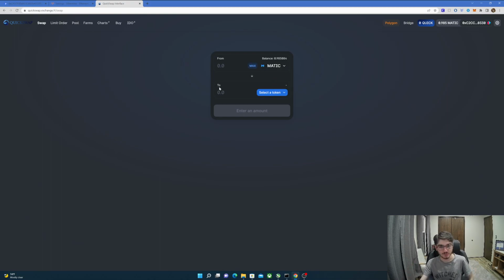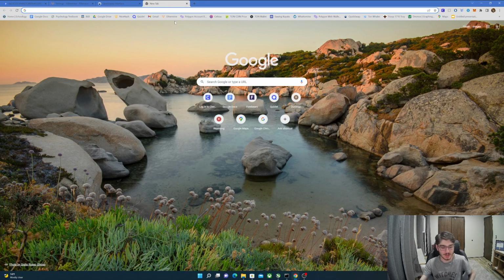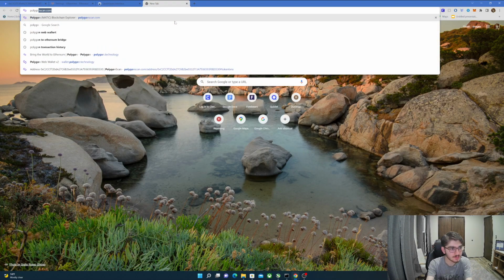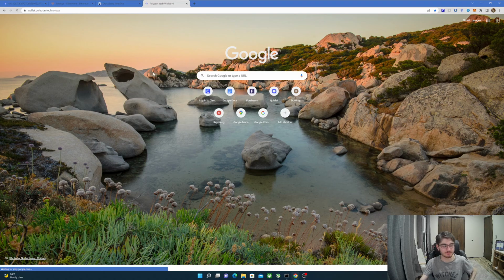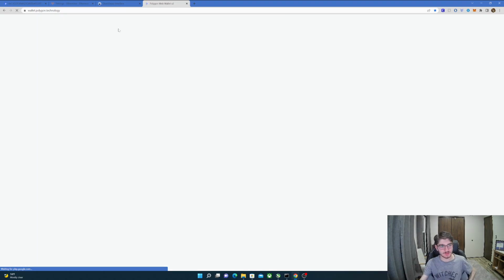Now, if you want to do transactions on the Polygon network, you're going to need some Polygon. So I would go to wallet.polygon.technology. You want to visit that website if you don't have any Matic in your account. If you already do, skip this step. But you're going to go into here. Let it load because this is a little bit of a slow website, generally speaking.